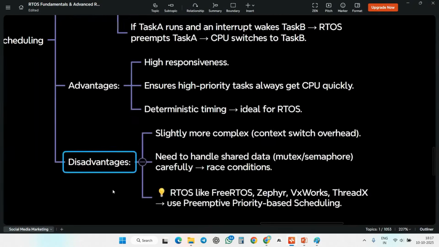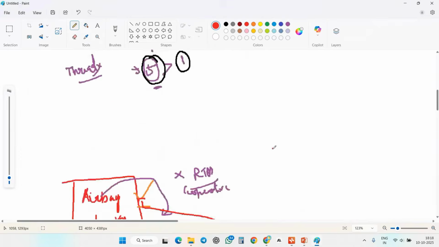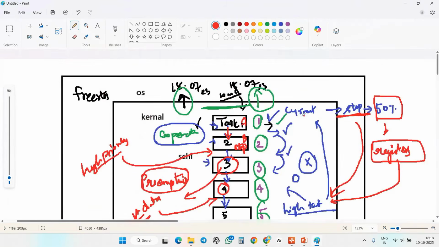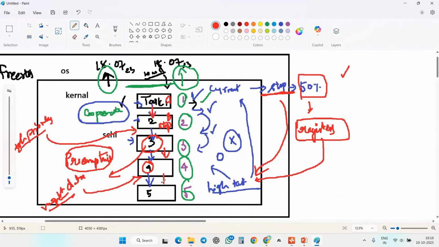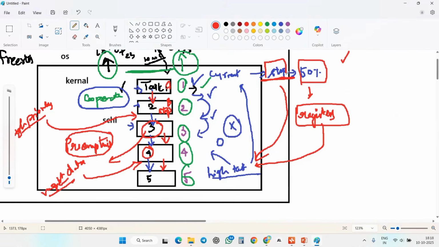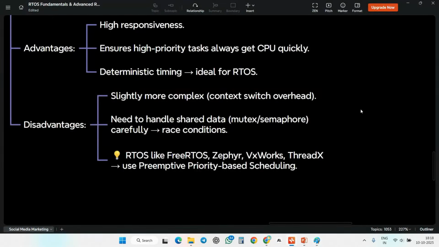And what are the disadvantages? Yes, it is slightly more complex. Why? Because of context switching. If it happens in one task, it is fine and good. But if it happens across many tasks, switching from 3 to 4 or 4 to 5, and again a higher priority task interrupts, all the data is going to be stopped and stored in the registers. If more complex data needs to be stored, the context switch gets overhead. This time it looks slightly complex.